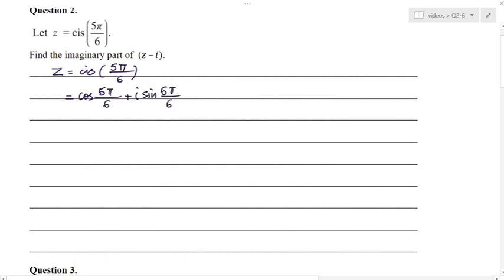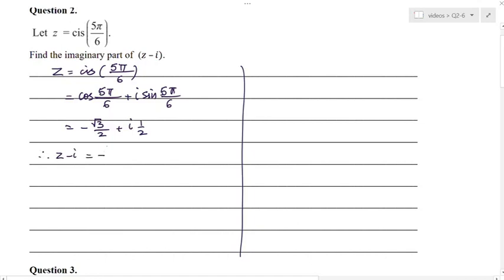Now I would expect all of you to have the unit circle in your head. So when I look at 5 pi over 6, I see the unit circle in my head, and I see that it is close to the negative real axis, negative x-axis, and the cos 5 pi over 6 will come out as root 3 over 2 plus iota sine 5 pi over 6 is basically 1 upon 2. Okay, and once done that, I can do z minus iota.